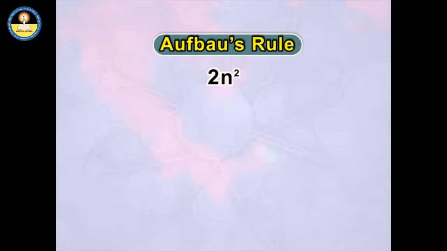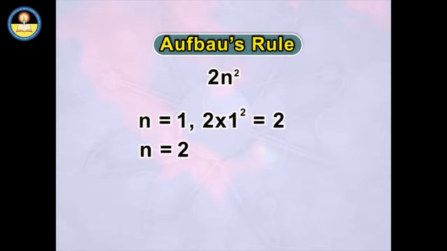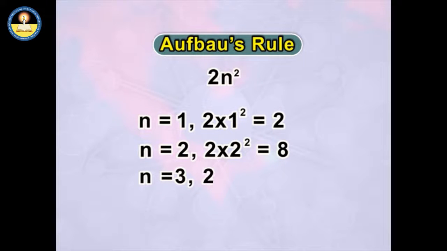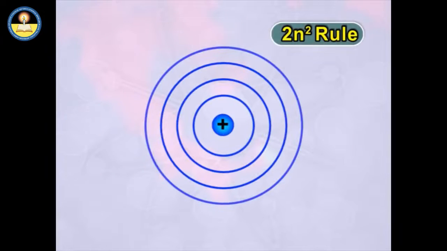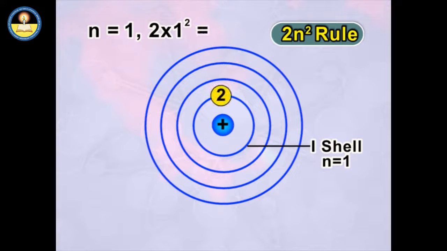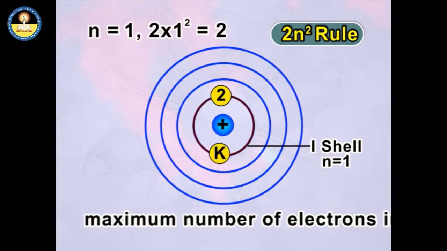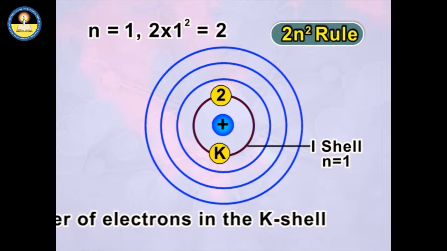2n². n equals 1: 2 into 1 square equals 2. n equals 2: then as per Bohr's rule, 2 into 2 square is equal to 8. n equals 3: then 2 into 3 square is equal to 18. By putting the value of n as 1 in this formula, we get 2 into 1 square equal to 2. This is the maximum number of electrons in the K shell.